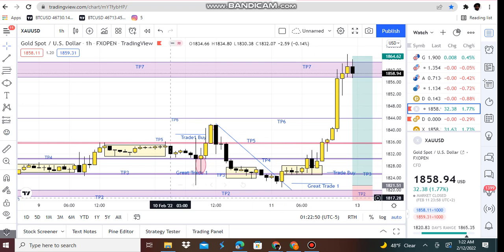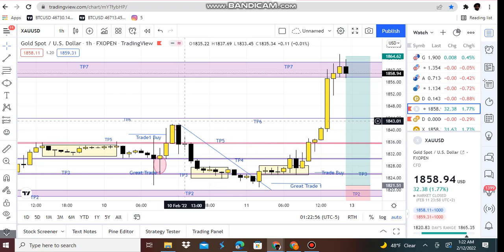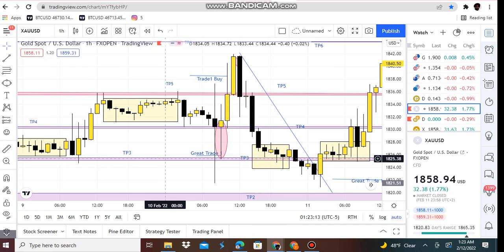Alright, gang, so I just want to show you on a 1 hour and 4 hour what price did. On a 15, I can show you more structure. On a 1 hour, you can see price went to great trade. We could have gotten that great trade one for a buy, if we lose the most money at the top of an uptrend. As you see, it was in an uptrend.